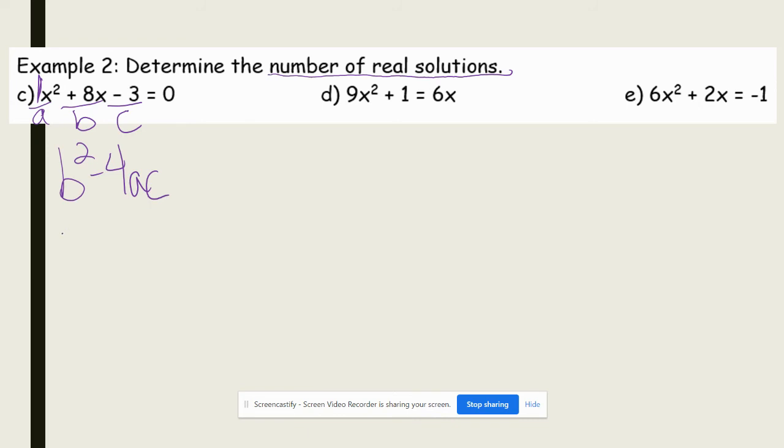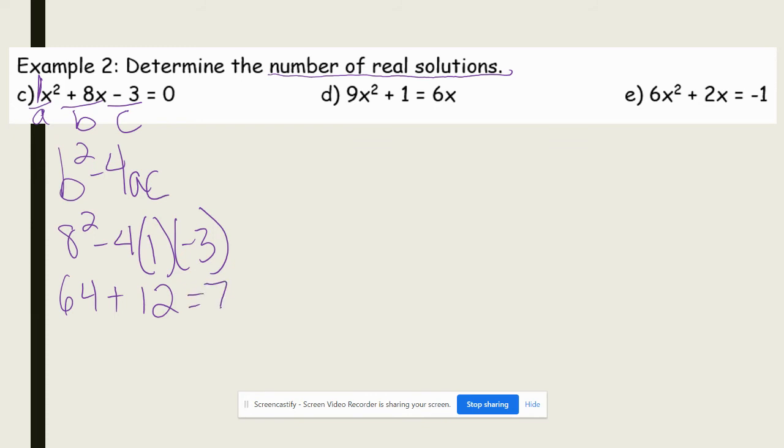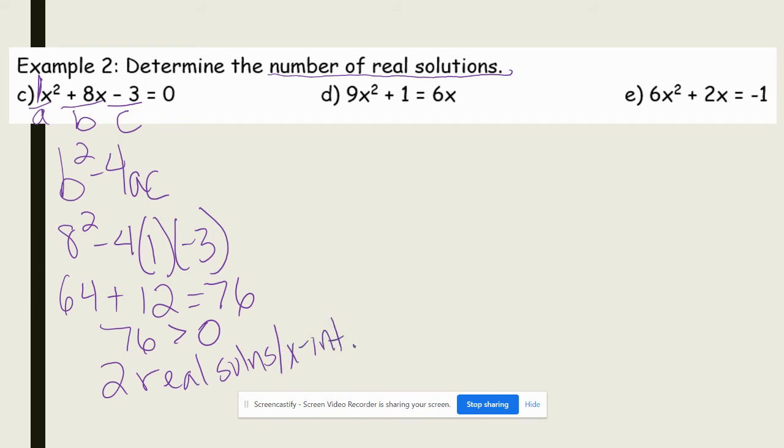Our b is 8, minus 4 times a is 1, and c is negative 3. This is 64 plus 12, which is 76. 76 is greater than 0, so there are 2 real solutions, x-intercepts.